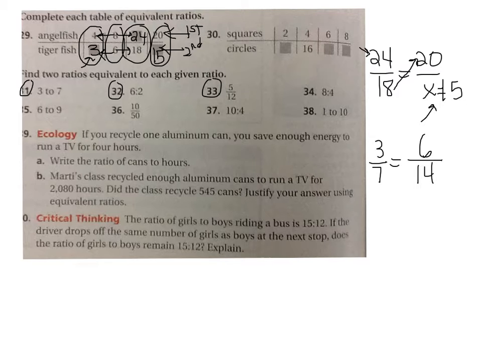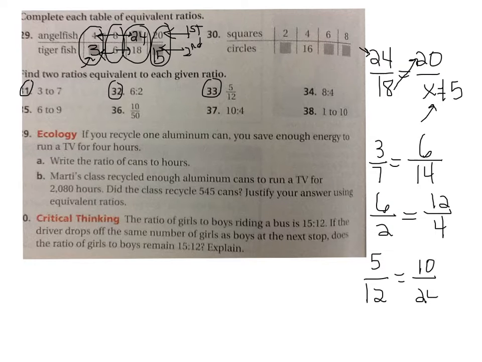Look at 3/2. What is your first term? 6. Put that on top. What's your second term? 2. What would be an equivalent ratio? 12 to 4. Don't read it like a fraction. Don't say 12 fourths. Read it as 12 to 4. And then 5 to 12, an equivalent ratio could be what? 10 to 24. Multiply by 2, 10 to 24.